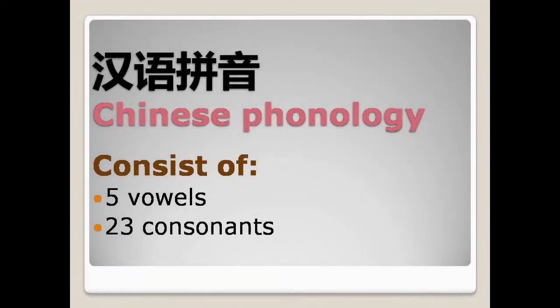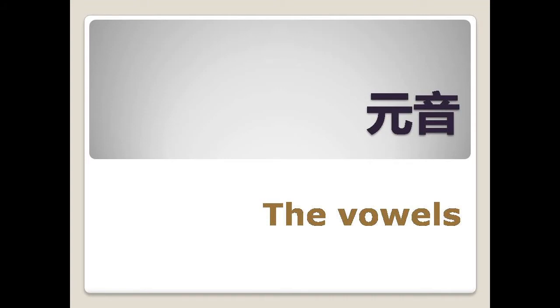Now that you have learned a bit about the history of Mandarin language, I think it'll be good to start with learning the Chinese phonology. 汉语拼音, 汉语 meaning Chinese, the word 语 meaning language, 拼音 phonology. Chinese phonology is consisted of 5 vowels and 23 consonants. Let's start with the vowels.